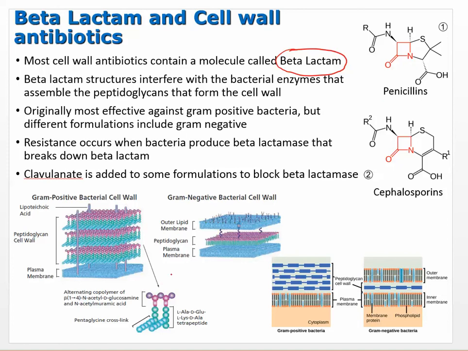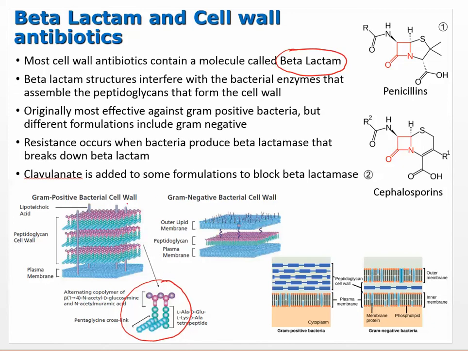Now, I know this looks like a complicated picture, and it kind of is, but we don't have to get into it too much. But it produces these things called peptidoglycans. And these peptidoglycans all come together to make the cell wall. Okay? So what these beta-lactams do is they don't let that happen. They prevent that cell wall from being made. They weaken the binding, and that's going to kill the bacteria.